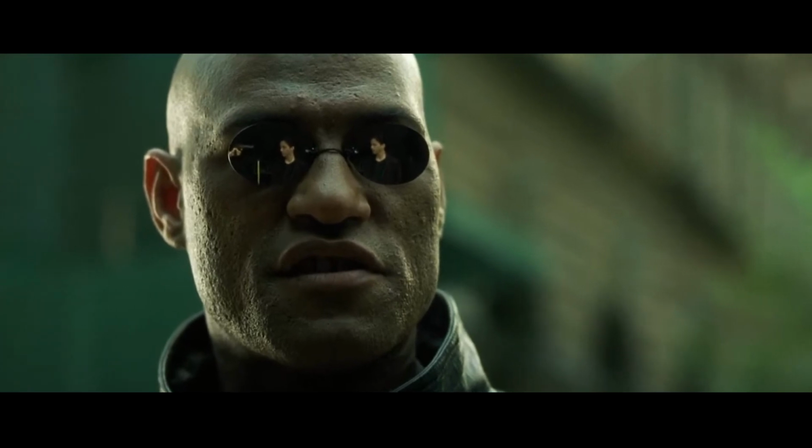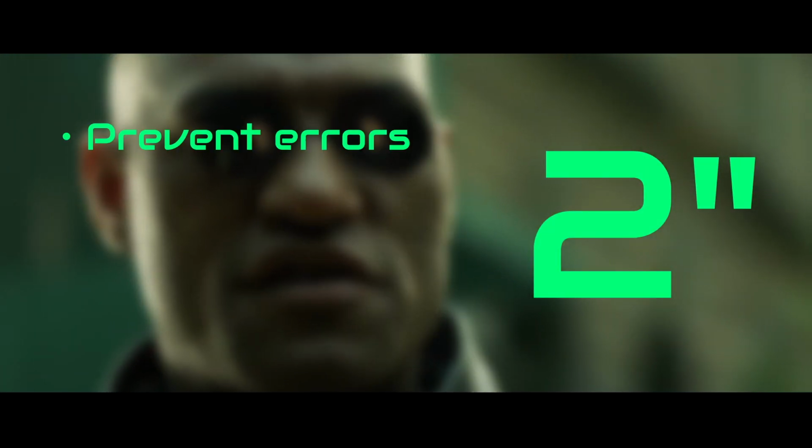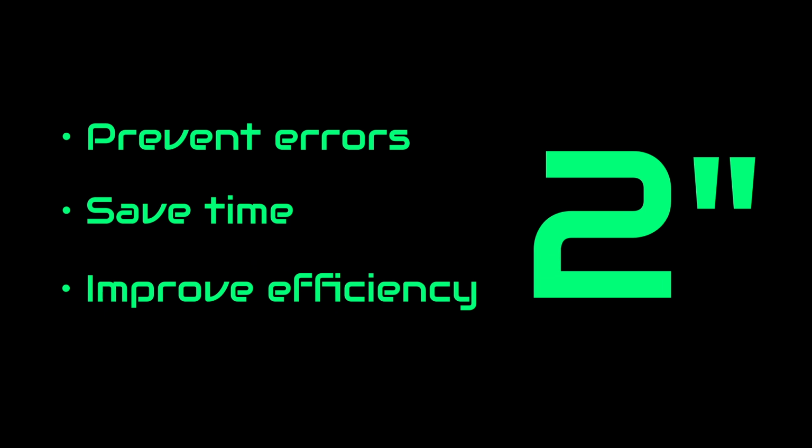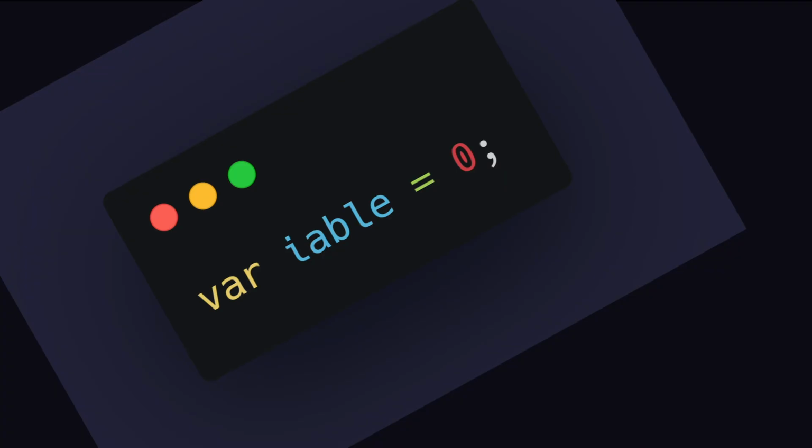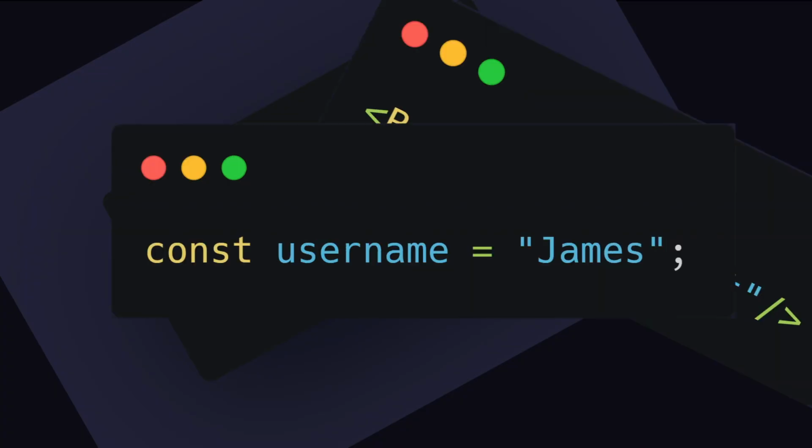What if I told you that by spending an additional 2 seconds, you can prevent errors, save time, and improve your overall coding efficiency? But how? Well, you can do this by naming your stuff correctly. So not like this or like that, more like so. Now, let's learn how to do it.